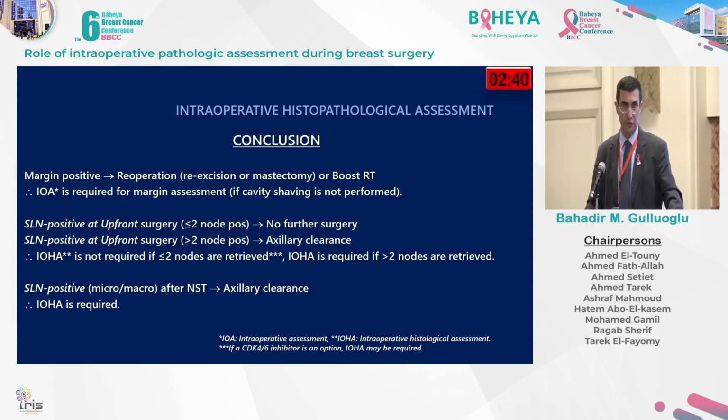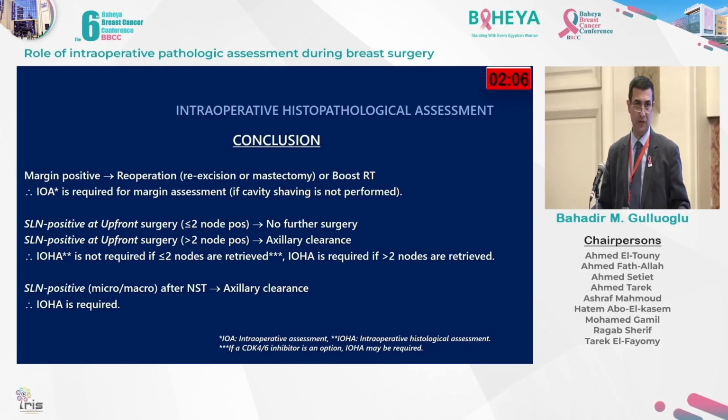For the upfront surgery, if you retrieve 2 nodes maximum, there's no need to ask for a frozen section. If you will consider that 2 out of 2 is positive and you will not do axillary dissection, then why are you asking for a frozen section? Do not take the time of your pathologist. But if you retrieve 3 or more nodes, and if you think that it will change your practice, then you may ask for a frozen section from these 3 or 4 nodes. But this is not berry picking. Really, it should be the sentinel nodes.